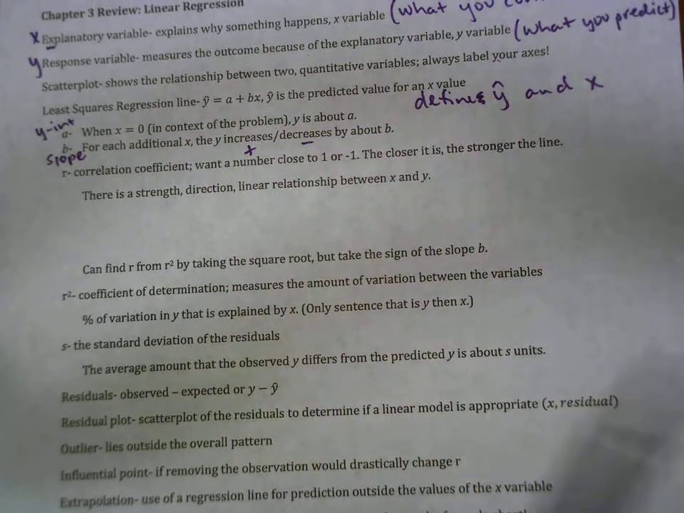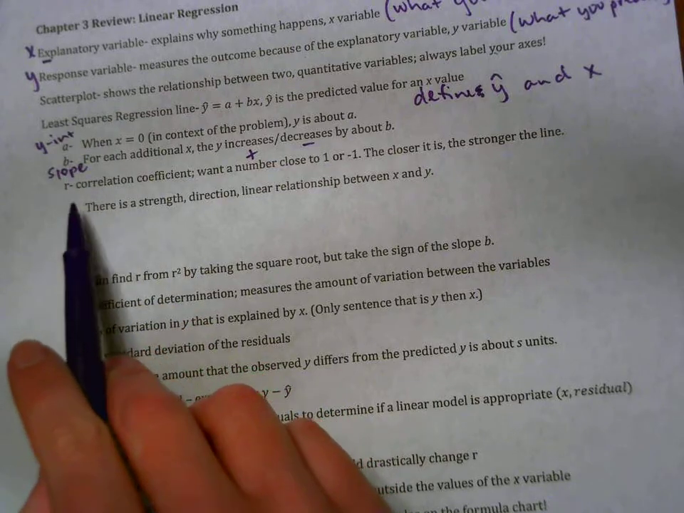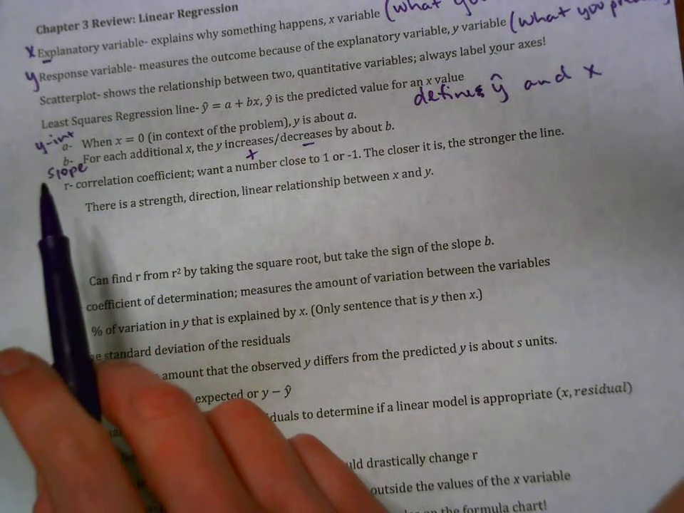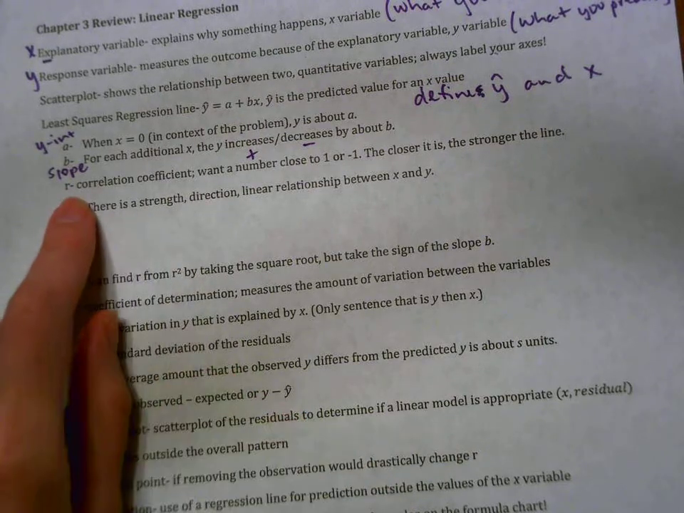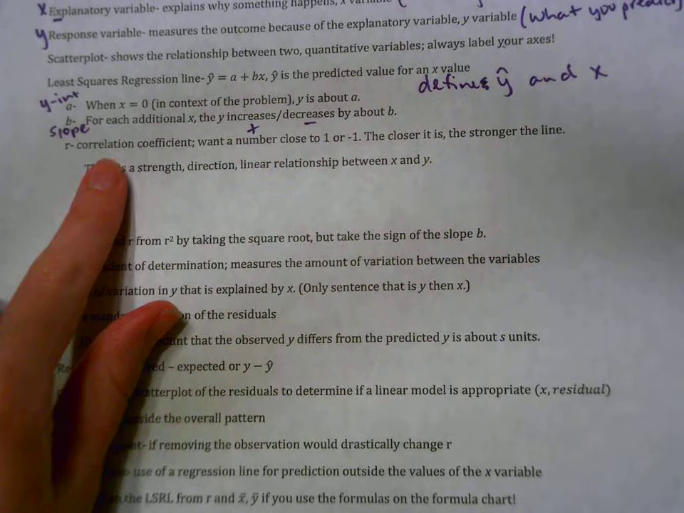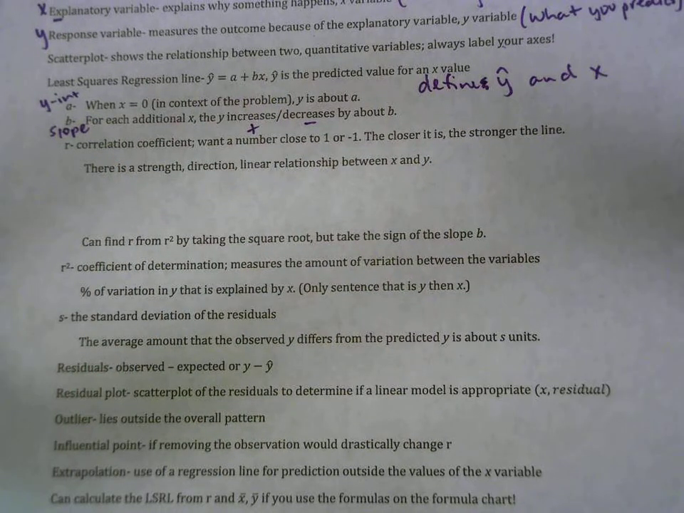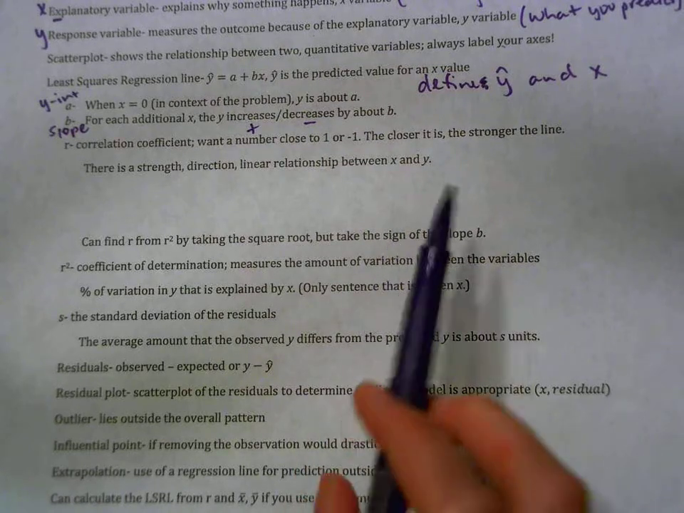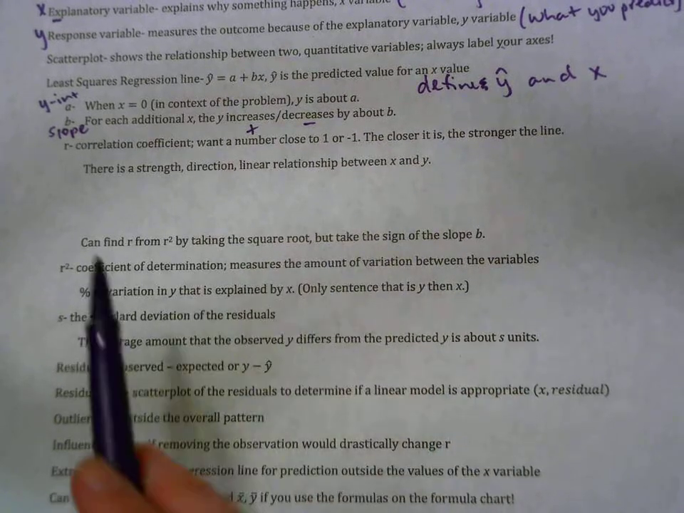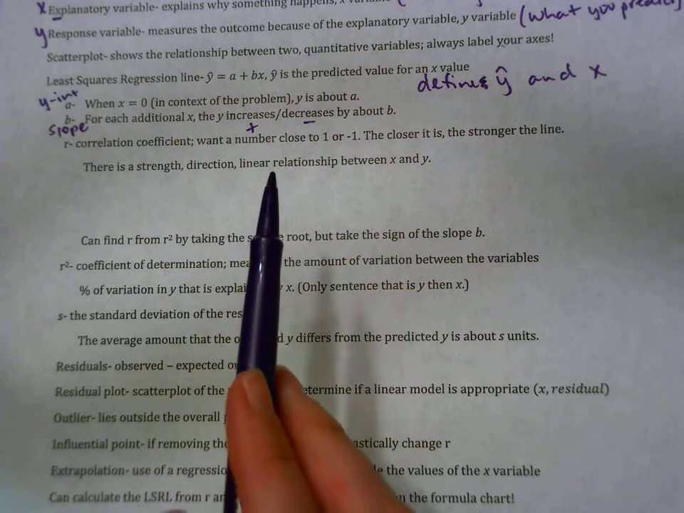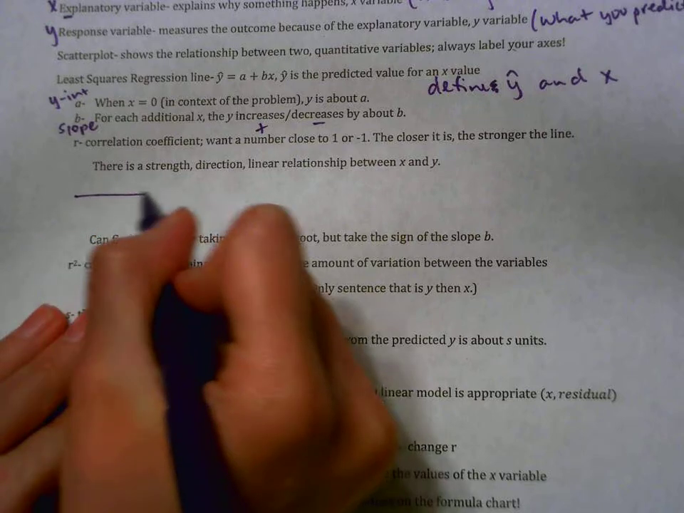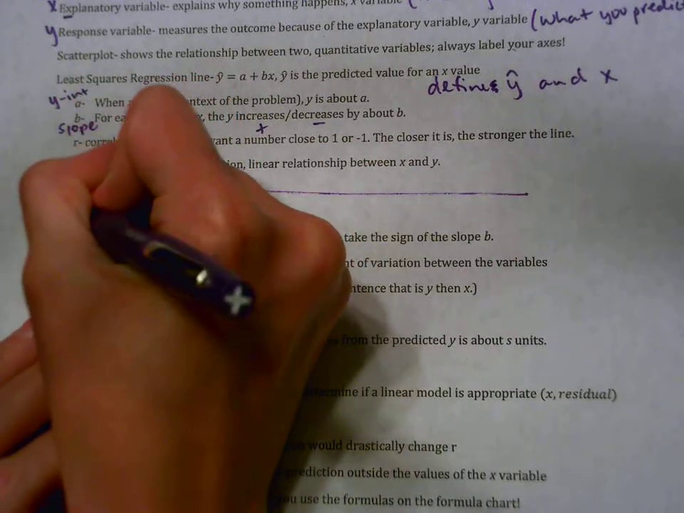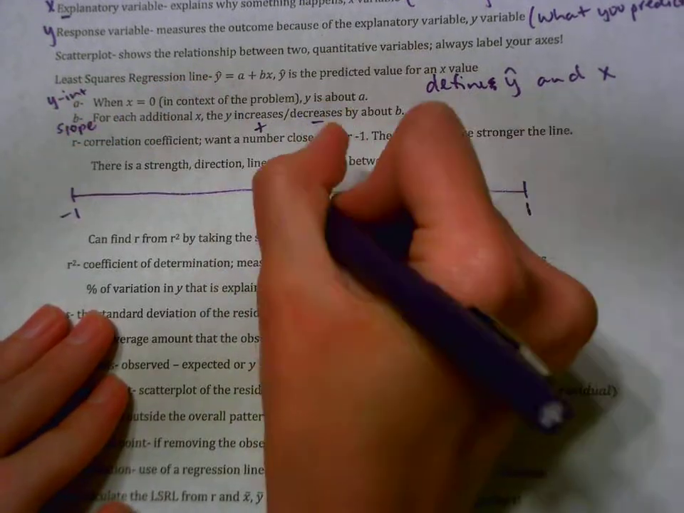Okay, so where are we? Did we cover A and B? So the next thing is R. What is R? It's called your correlation coefficient, and it's a number that's going to fall between 1 and -1, and the closer it is to 1 or -1, the stronger the line. So it tells you the strength and direction of your linear relationship. If you look at your notes, we use this scaling that goes from -1 to 1.